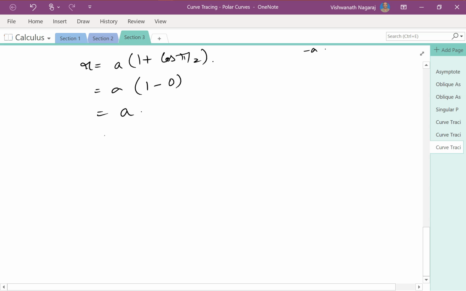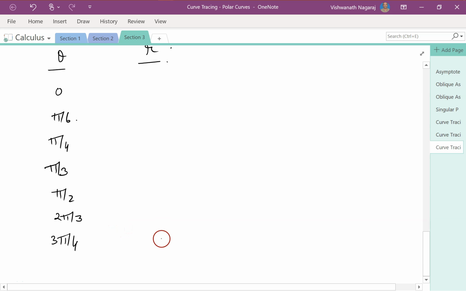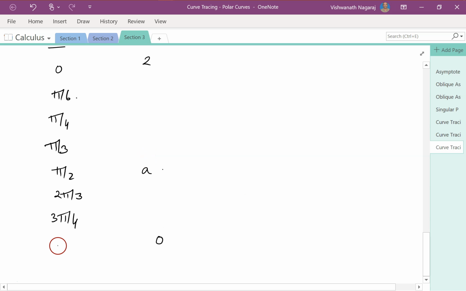What we can do is go to our old method: take theta and find the r for that. So let's start with 0, pi by 6, pi by 4, pi by 3. These are, remember, standard ones. Pi by 2, 2 pi by 3, 3 pi by 4 and pi. Now many of them we have already done. So when theta equal to 0, this is 2a. When pi by 2, it is a. When it is pi, it is 0. Now let's find the remaining ones.